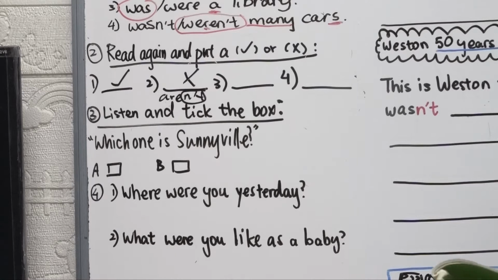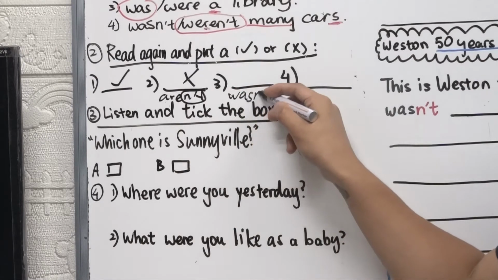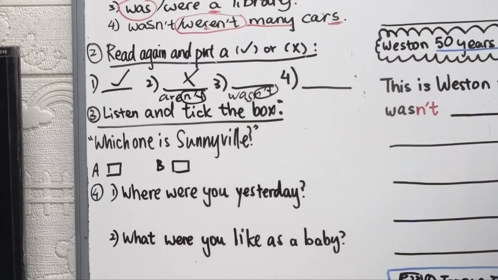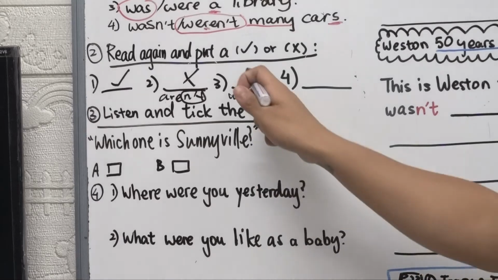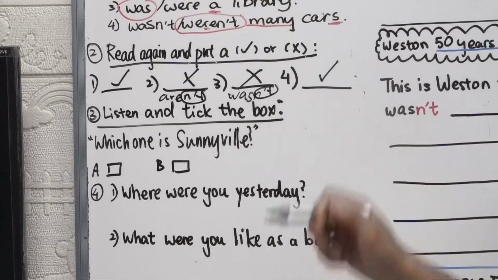Number 3, there wasn't a butcher in Small Town 50 years ago. Similar to this one, right? We use the past, was, and then an apostrophe, which means there was not. Didn't have any butchers in Small Town, that is not true. Because we had a butcher's, a baker's, and a grocer's. Or greengrocers. Number 4, there was a library in Small Town 50 years ago. Was there or was there not a library? There was a library, right?